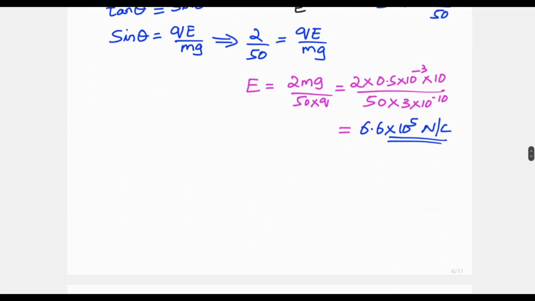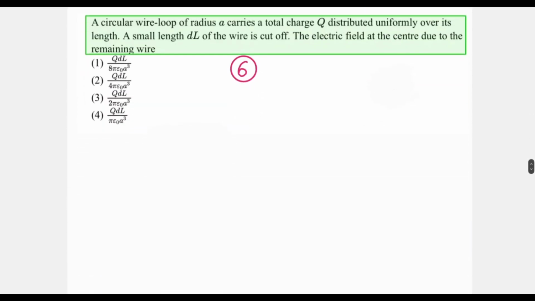Now we can discuss question number 6. A circular wire loop of radius A carries a total charge Q distributed uniformly over its length. A small length dl of the wire is cut off. The electric field at the center due to the remaining wire is. So, electric field due to remaining wire at the center.